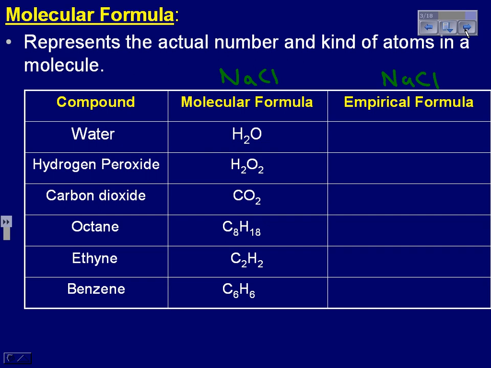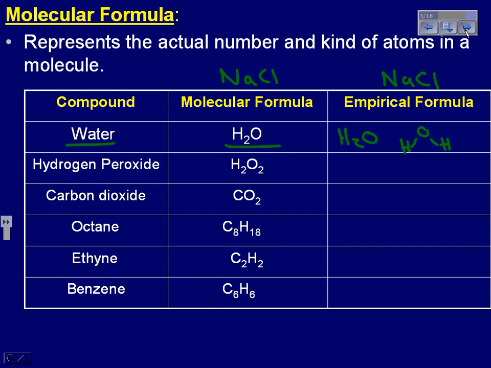But for actual molecules that are little groups of atoms and not made up of an ionic structure, they can have numbers in them that are not canceled out. In other words, they can exist in something that isn't the simplest form. Now let's take a look at water here. Water has a formula of H2O. And you'll notice there's no common factor that we can cancel out. It's literally H2O. That's the simplest it can be. It looks something like this.